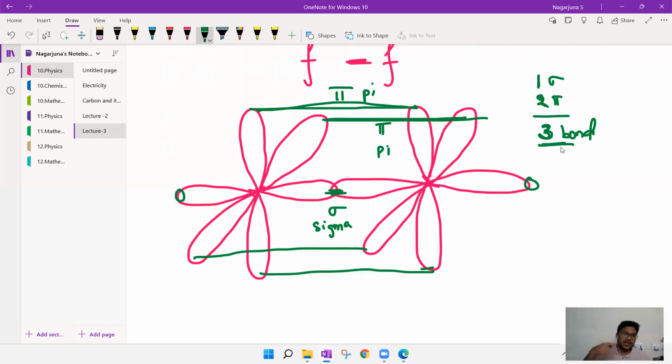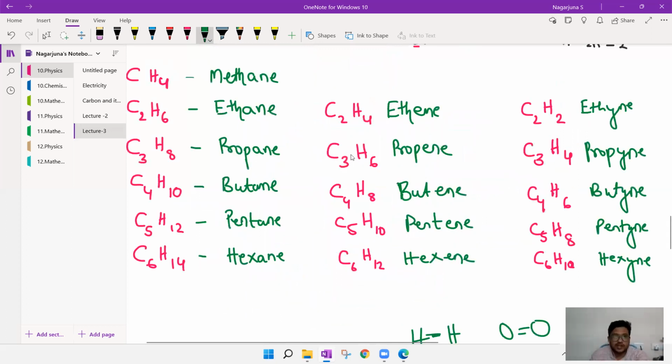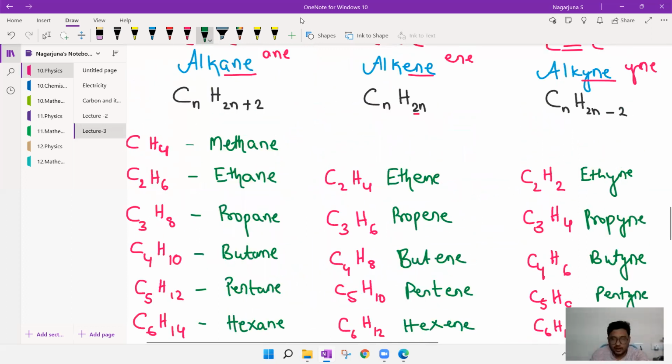So triple bond is the highest bond which we can observe between the atoms or in the compound. In the compound we can find only triple bond. We cannot go with 4 bonds. That is the concept. And in next lecture we are going to see structures of these alkane, alkene and alkyne. That's it in this lecture.